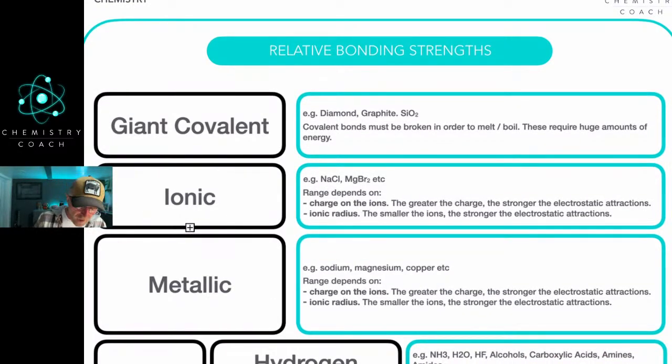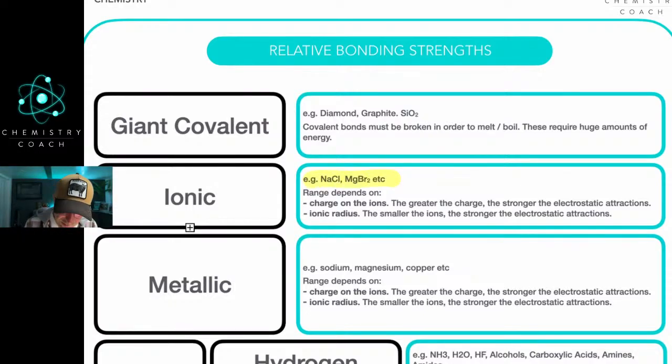Thank you, Scarlett. So, giant covalent, typical examples, diamond, graphite, silicon dioxide, okay, in other words, sand. So as it says, covalent bonds must be broken in order to melt or boil. These require huge amounts of energy, which is why carbon, for example, has the highest melting point of any substance known. I don't know when, maybe they've developed one now that's higher, but certainly in the natural world, okay? 3,500 degrees or something like that.